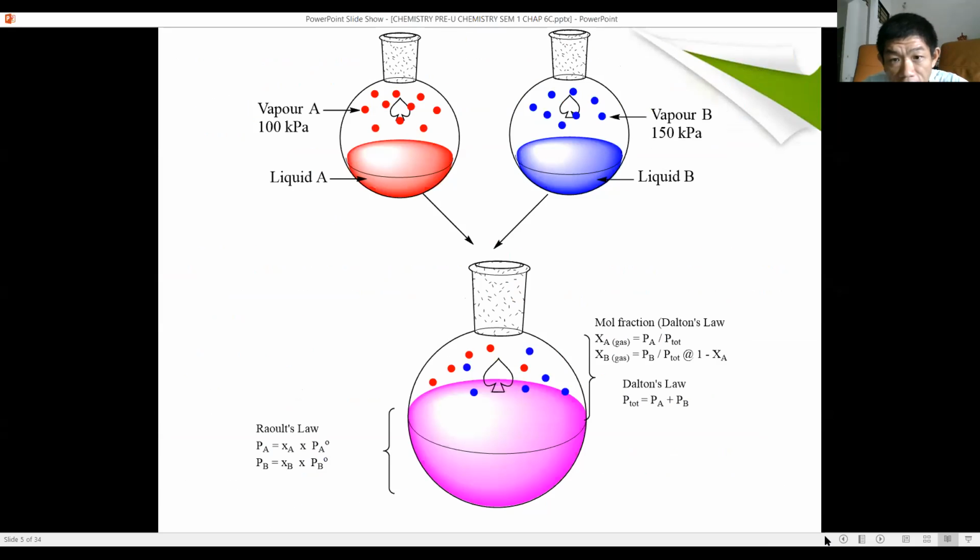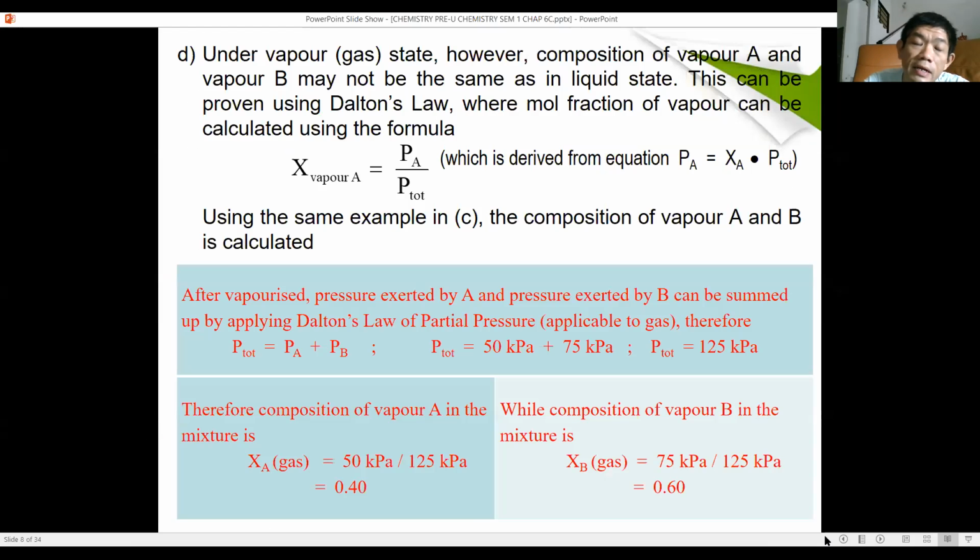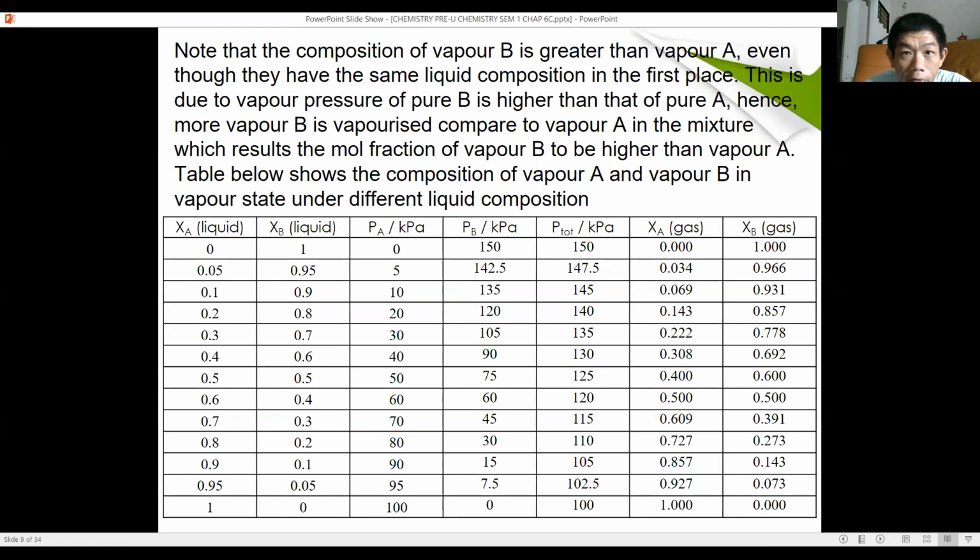So now we move this information to calculate the mole fraction in terms of gas. So in terms of gas, vapor pressure of A is 50, isn't it? 50 over the P total, which is 125, you get 0.4. And then XB, you get 75 over 125, you get 0.6. Okay? So we use the same information to build this table. These tables that I'm going to show you are the tables after you calculate by using step 1, step 2, and also step 3.